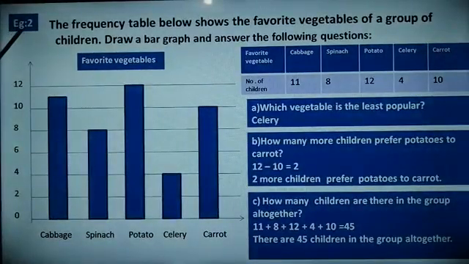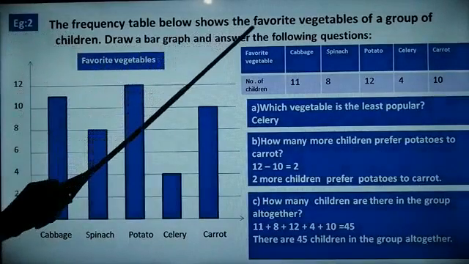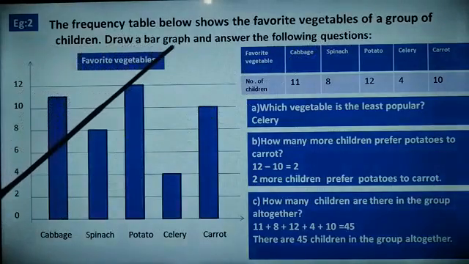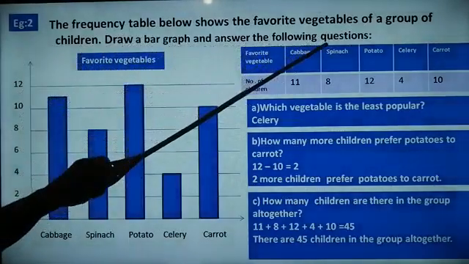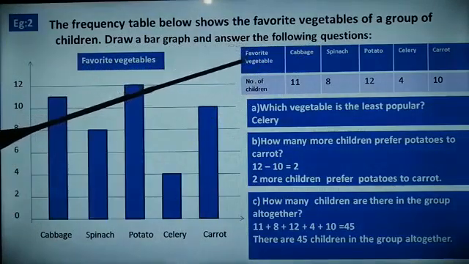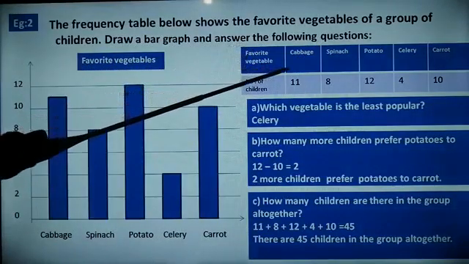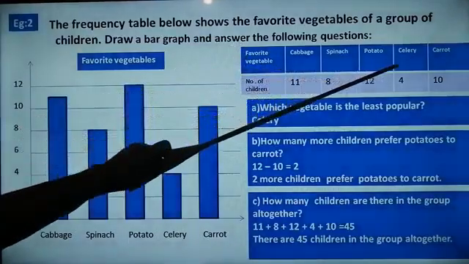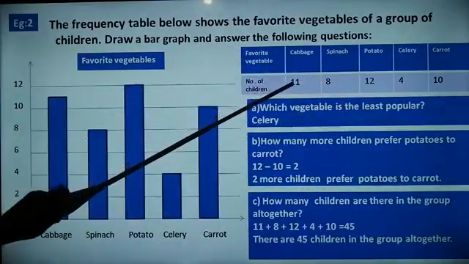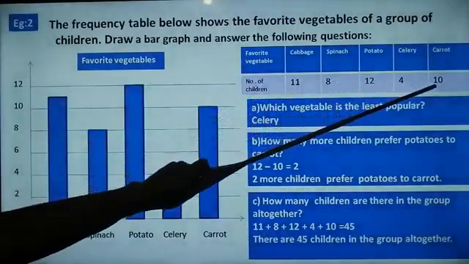Now we move to example number 2. Read the question. The frequency table below shows the favorite vegetables of a group of children. Draw a bar graph and answer the following questions. Here the frequency table is given. What is mentioned here? Favorite vegetables. Cabbage, spinach, potato, celery and carrot. Here the number of children: 11, 8, 12, 4, 10.